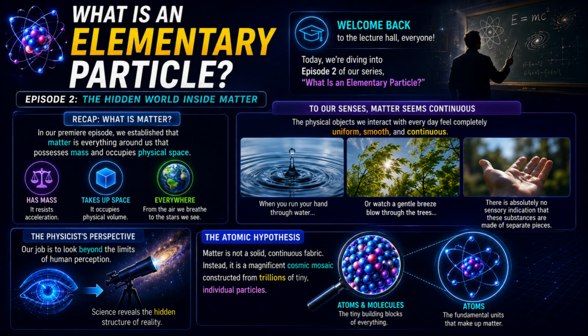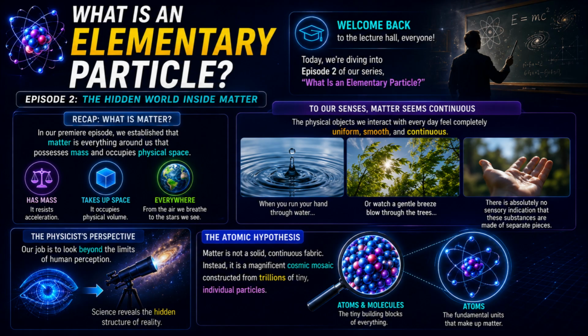Today, we are diving into episode 2 of our series, What is an Elementary Particle? In our premiere episode, we established that matter is everything around us that possesses mass and occupies physical space. To our human senses, the physical objects we interact with every single day feel completely uniform, smooth, and continuous.